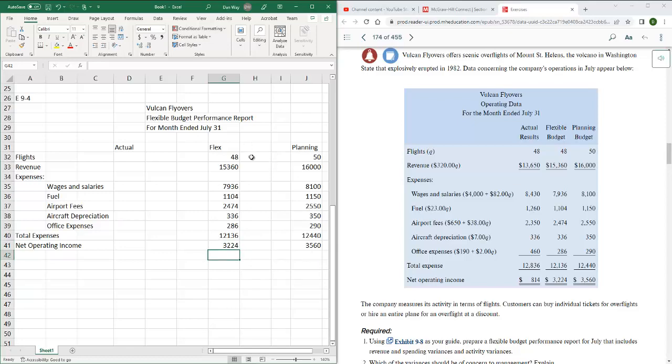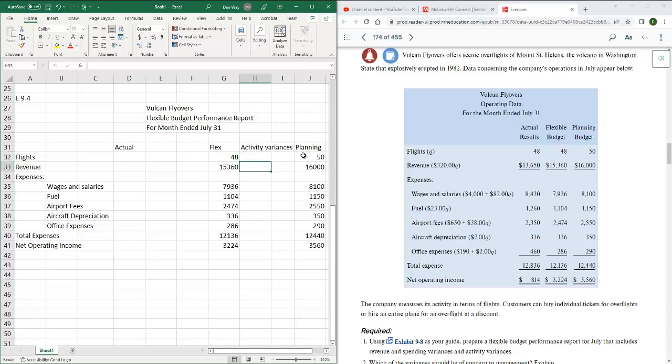Now let's think about the variances that come into play if we compare that flex budget to our planning budget. The only difference between a flex budget here and the planning budget are differences driven by changes or differences in the levels of activity. Our actual level of activity versus our expected level of activity. Okay? So that's why we call these things activity variances. Let's figure out what these are.